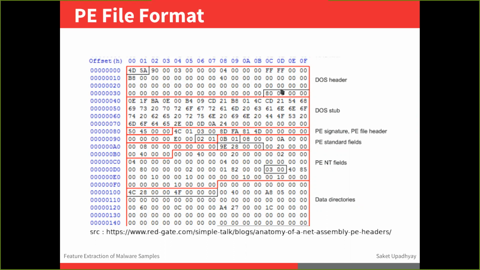So for example, let's see what we can extract from this. Here we have 4D5A. It is actually a magic number which tells us that this is an MZ header, meaning this is a Windows executable file. And then we have the PE header, which will tell us that it is a portable executable exe file. And so on.